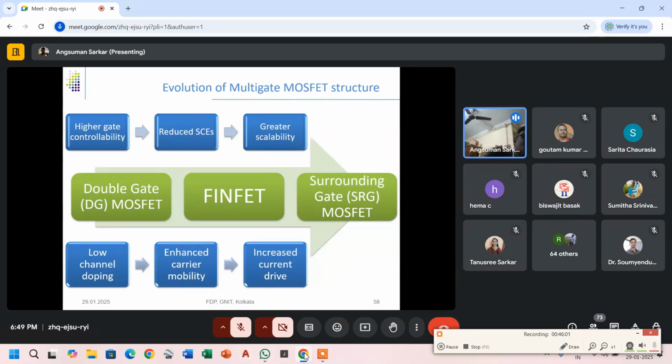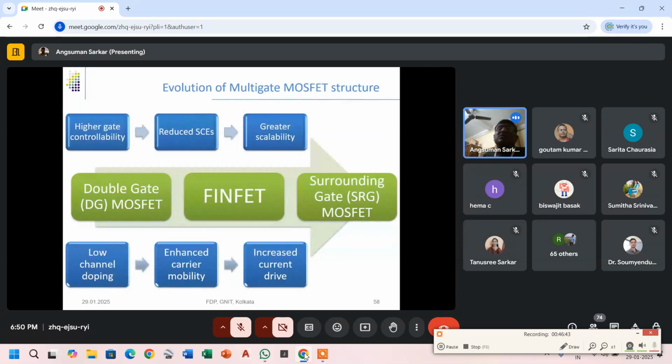At the same time, low channel doping can also be used, which will enhance the carrier mobility, because carrier mobility depends upon the channel doping. For a higher channel doping, the rate of scattering will be large, and as the scattering is large, the carrier mobility will be lowered. And if the carrier mobility is increased, I is proportional to mu, so the current drive will increase. And as the current drive increases, it will operate at a higher frequency, because tau equals CV by I. Since I is in the denominator, if it increases, tau decreases. So the transistor can work at a higher frequency.